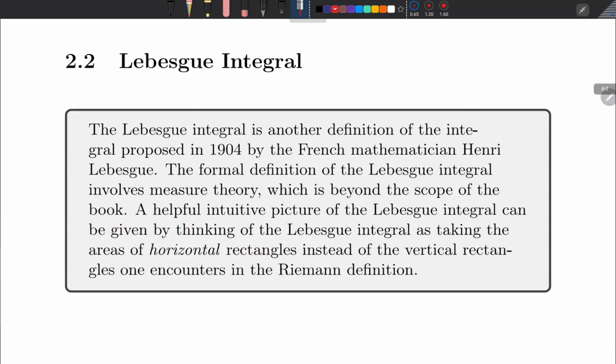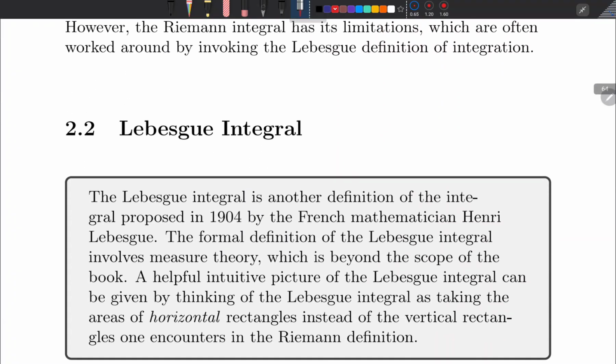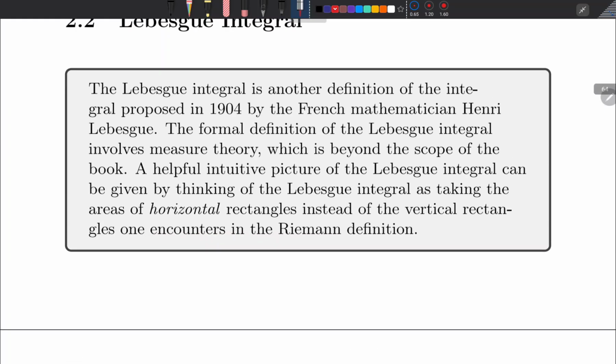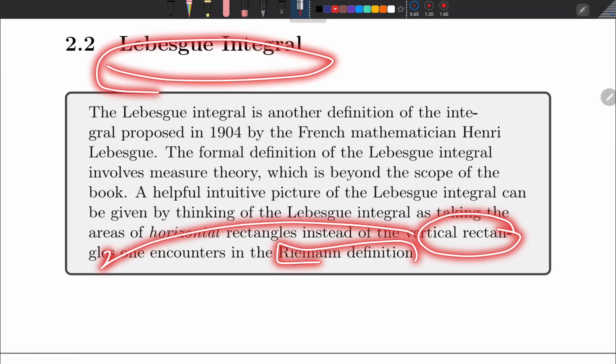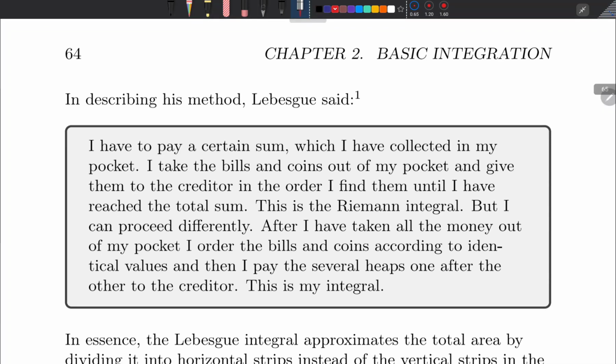Here we have talked about vertical rectangles, but the Lebesgue integral definition talks about horizontal rectangles instead of the vertical rectangles one encounters in the Riemann definition. So in the Riemann definition we have vertical rectangles, but in the Lebesgue integral we have horizontal rectangles. It's kind of interesting, isn't it?